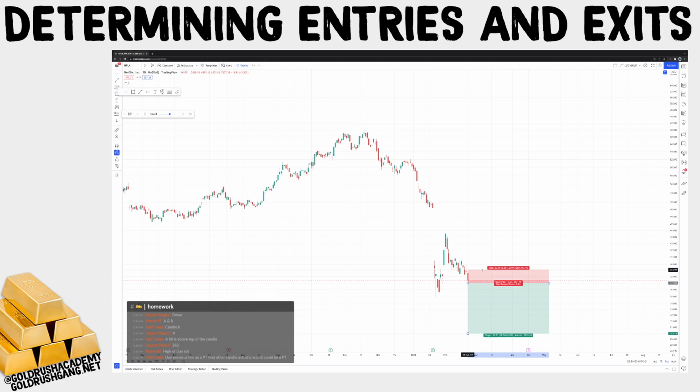What's my high? My high is 392.42. So I'll put 390. I'll put 393. 393.09. Use low as a PT. That other candle actually would be a great price target. So this candle over here would be a good price target. So let me set my target up to the bottom of this candle.